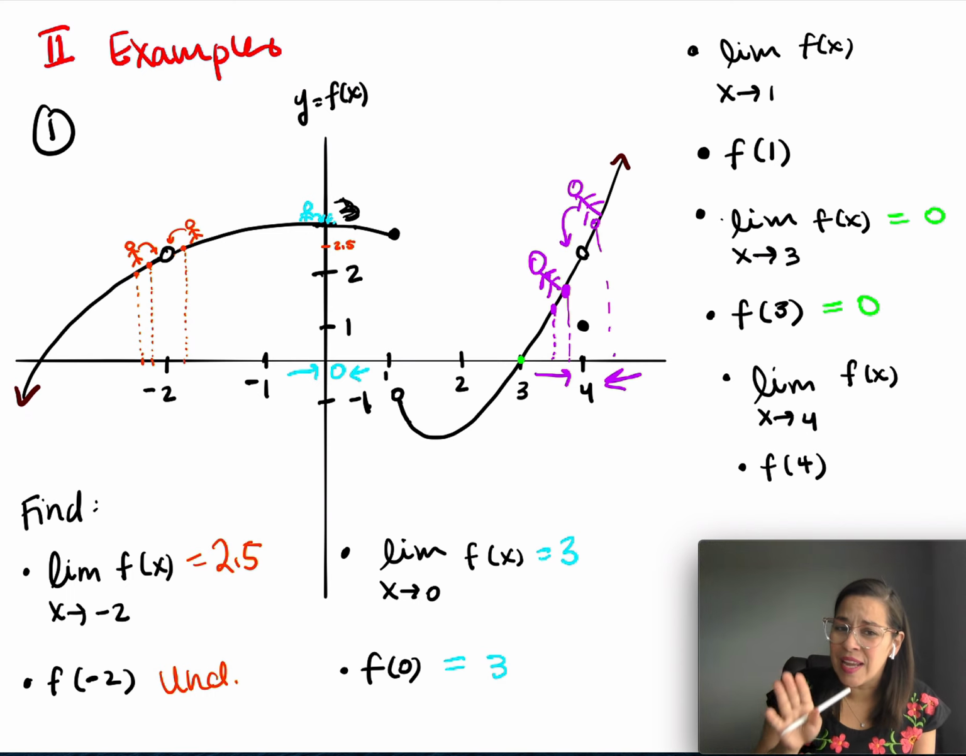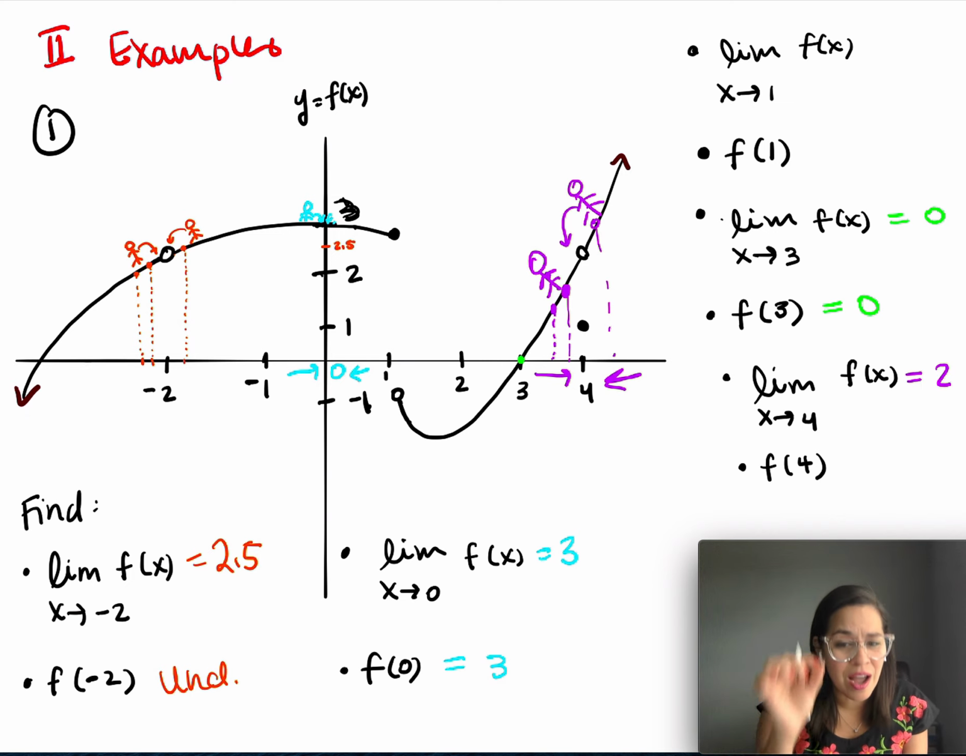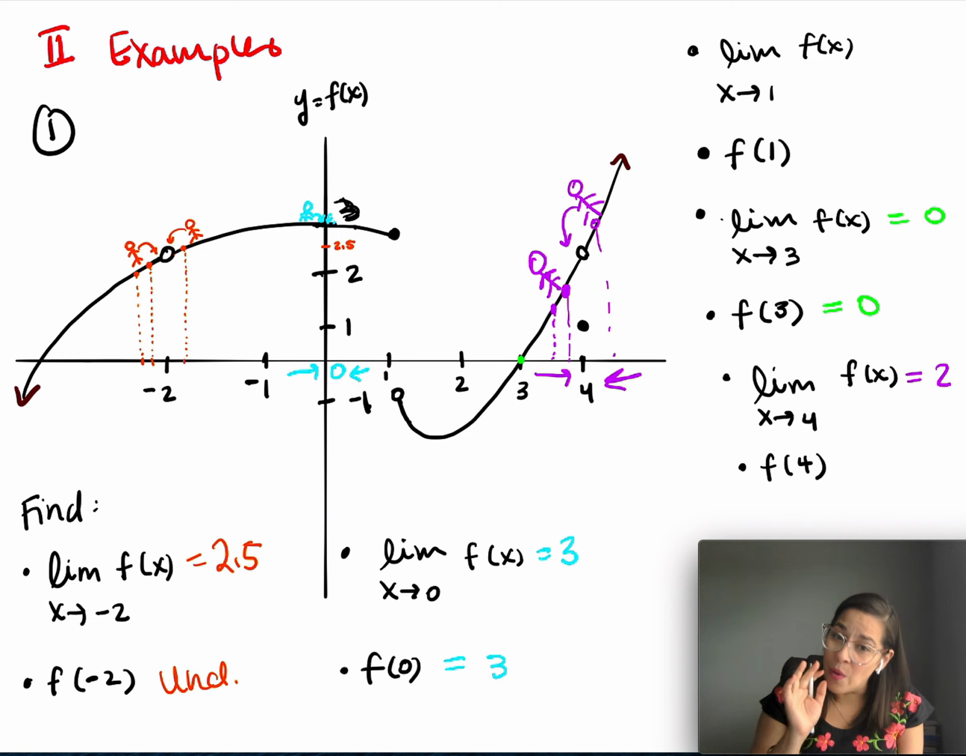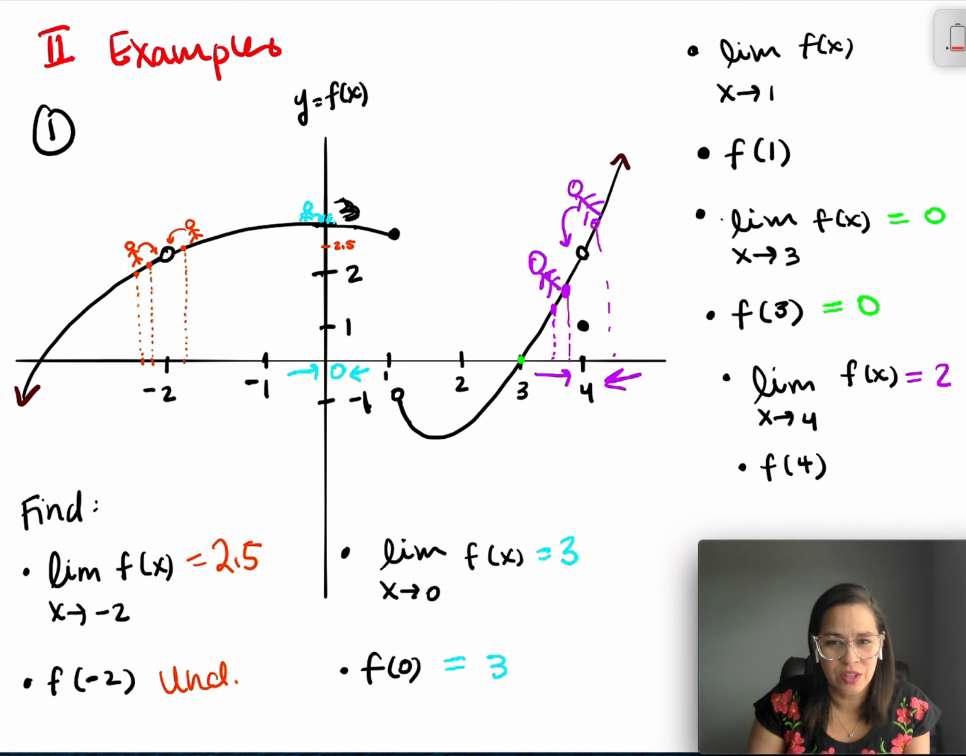So the limit as x goes to 4 is equal to 2, because that is the number that the graph of the function approaches. However, I have an open circle, so I know that the function is not defined there. But I can do whatever I want. It's my function, so I decided to define it here. I decided to draw a closed circle here. So this is the value of the function. Therefore, the value of the function is actually just 1, okay? So f of 4 is equal to 1.